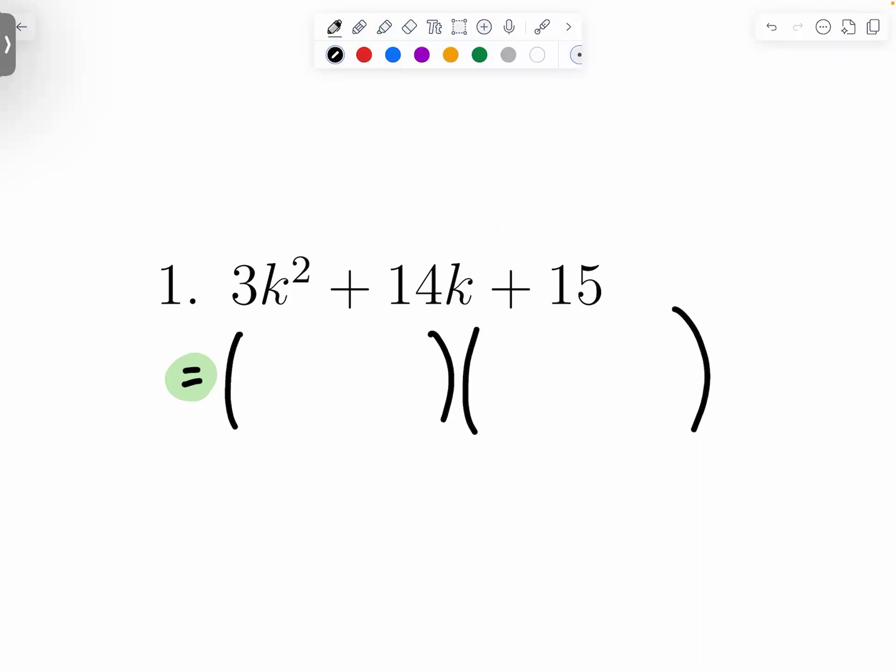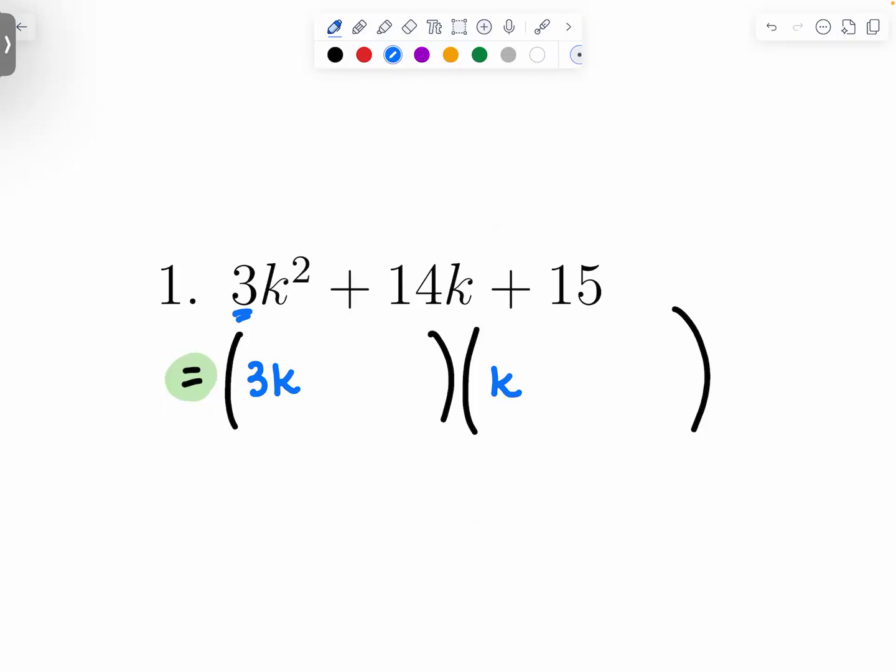Number one, we know that the first term for these two parentheses, one is going to be 3k, and the other one is k. And by the way, I don't care if you do k first and then 3k. It's okay, because we are multiplying. Order doesn't matter. How do we know? Well, because 3 is a prime number. We must show our gratitude whenever we're presented with a prime number, because that means there's only one combination. It's 3 times 1. There's no other possibility.